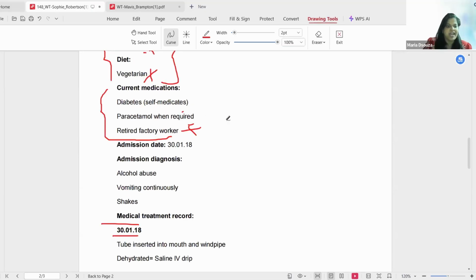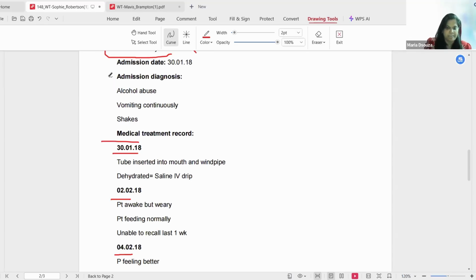The most important part here is the medicines. And in the admission diagnosis, alcohol abuse will be the primary diagnosis for this patient. Perfect. Alcohol abuse is important. Vomiting continuously, yes, you can write. He shakes also is important. Am I right? So during hospitalization, he presented with all these things. So we can inform that, at the time of hospitalization, she presented with alcohol abuse, continuous vomiting, and also shakes. They have not written it as hand shake, just shakes.